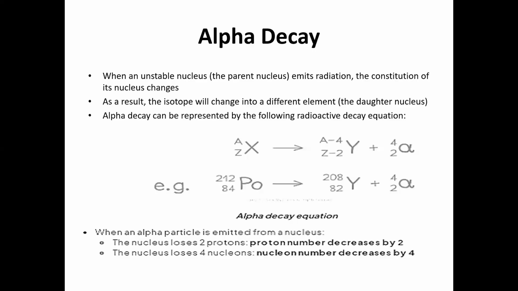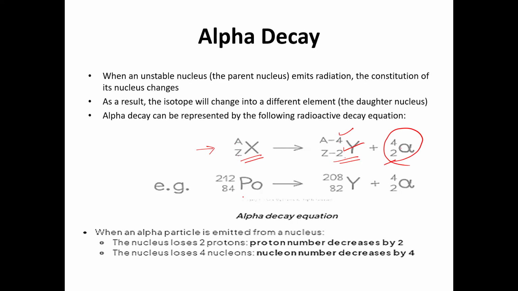So here in the equation you can see, in the case of alpha decay equation, there is an element X which is converting into an element Y with the formation of an alpha particle as well. So in the alpha decay, 4 is subtracted from A and 2 is subtracted from Z, and we are going to get the alpha decay. So this is an example of alpha decay.